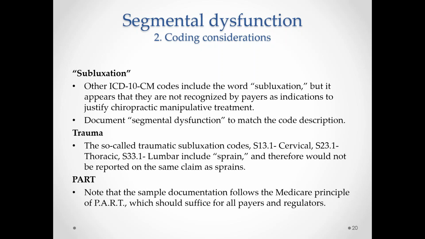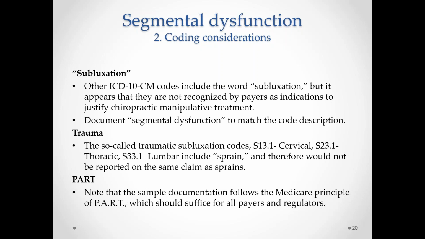And then you look at those traumatic subluxation codes, and I have them grouped here: S13.1 for cervical, S23.1 for thoracic, and S33.1 for lumbar. Those have the word subluxation in them, and you might get excited about using them, but if you look at the inclusion notes, they also include sprains. So you wouldn't want to report those along with sprains if someone has them, because they're included there, and you have to look at the codes and their definitions to understand that.